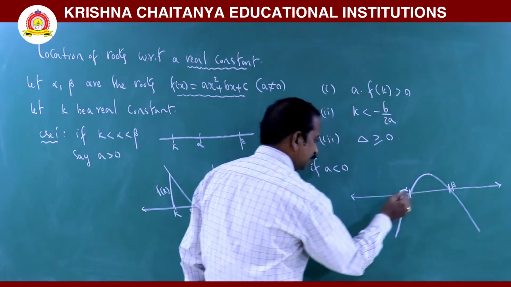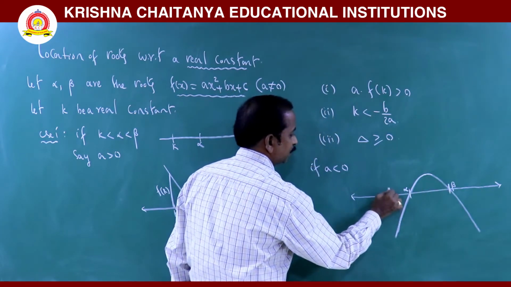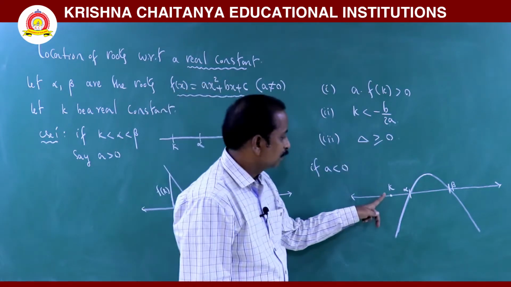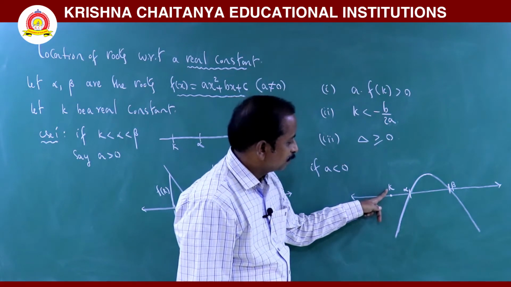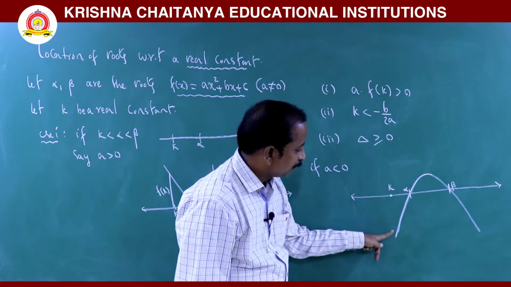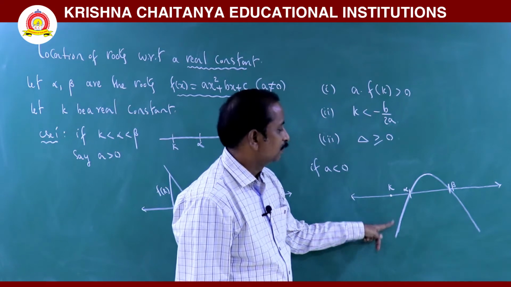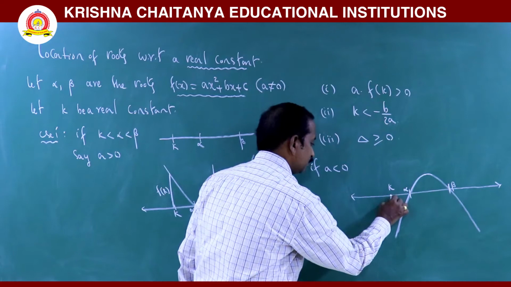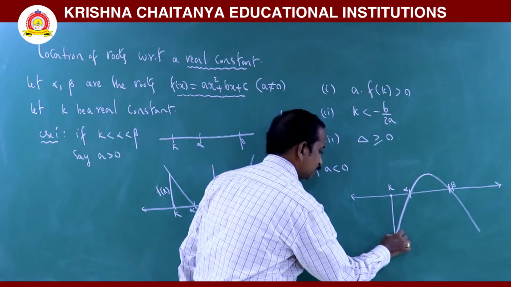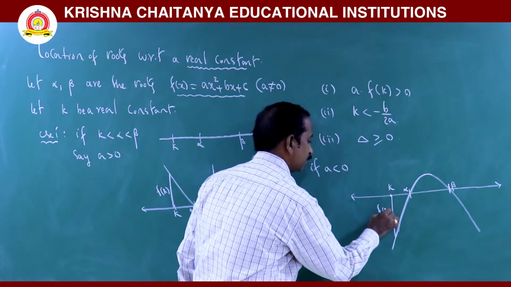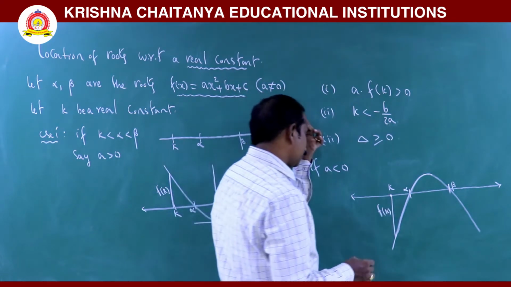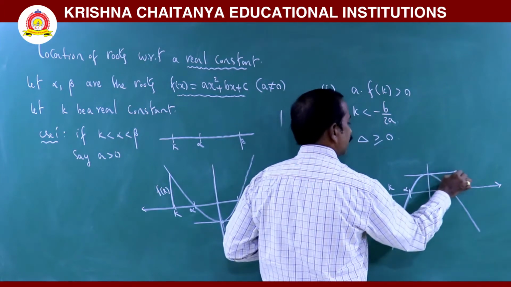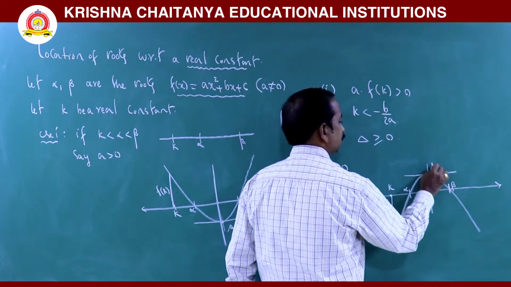Each root exceeds k. So I can consider the position of k on the real line as this one. At this point k, the curve is below the x-axis, means its image is downwards, negative. So it is f of k. And we know that this is the vertex of the parabola. What is its vertex?